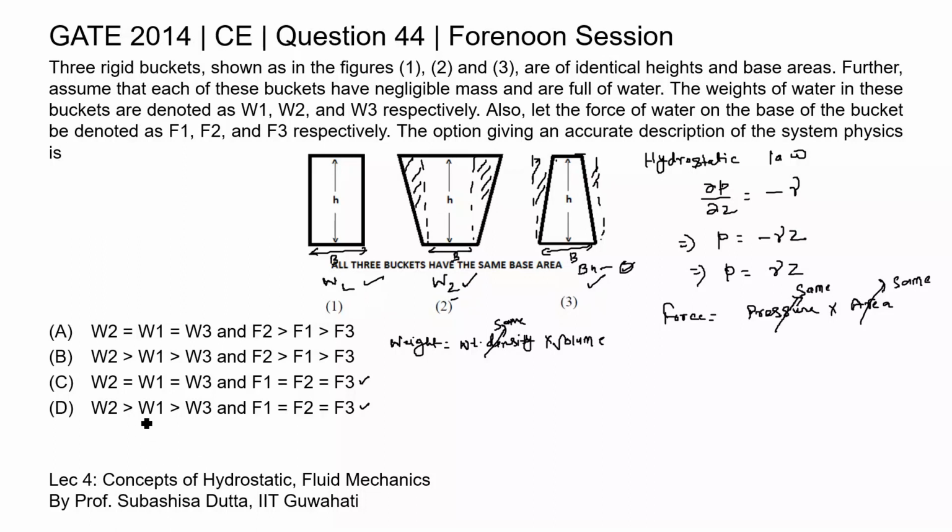So W2, W1 and W3, the relationship is correctly given in option D, and in option C all the weights are same, so this will be wrong. So the correct relationship among the weights and forces is given correctly in option D. So option D is the correct answer for this question. Thank you.